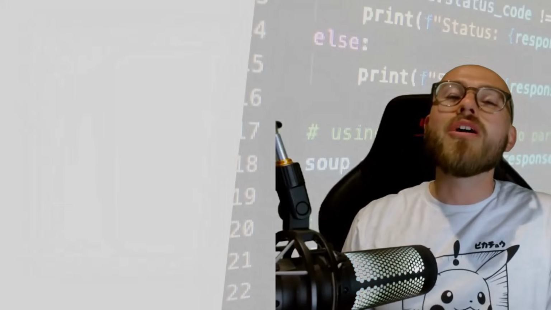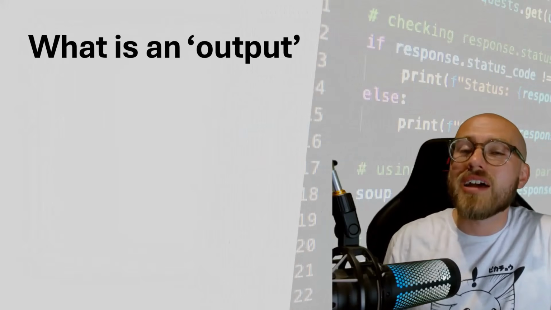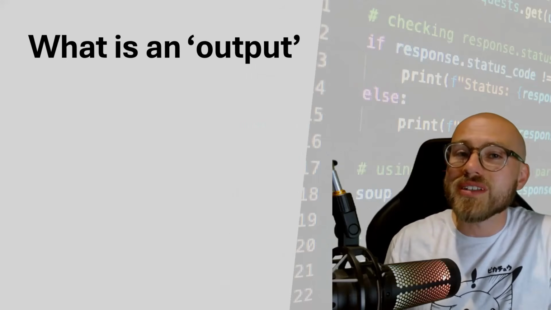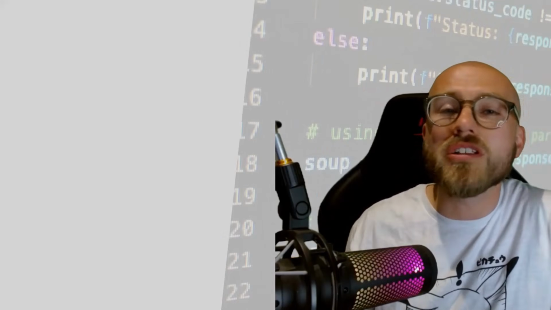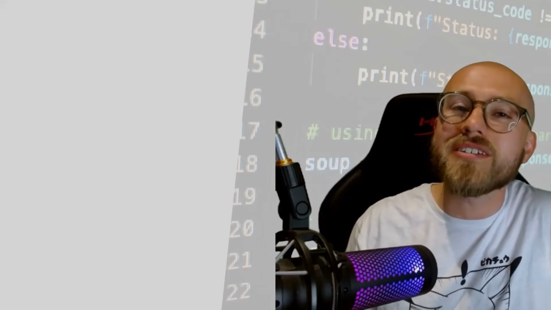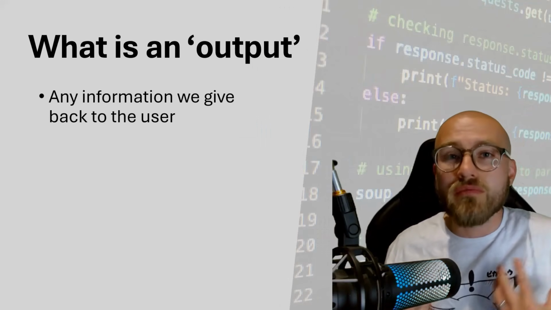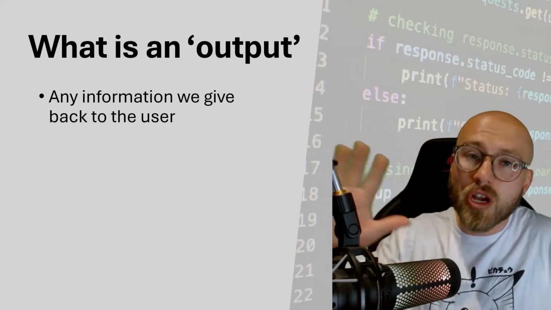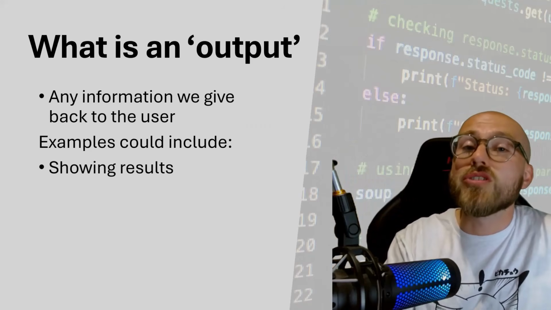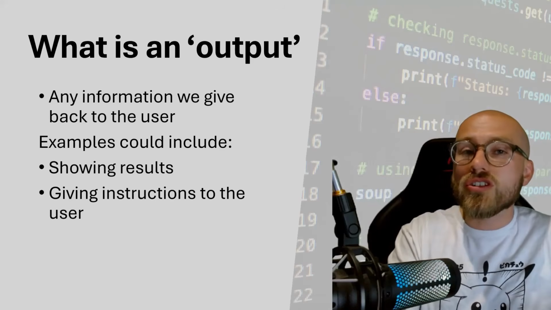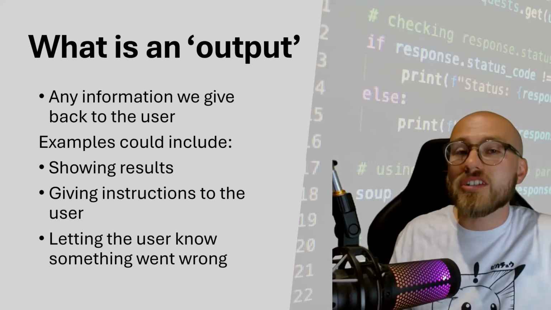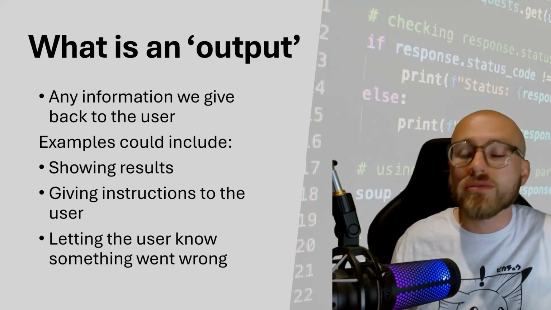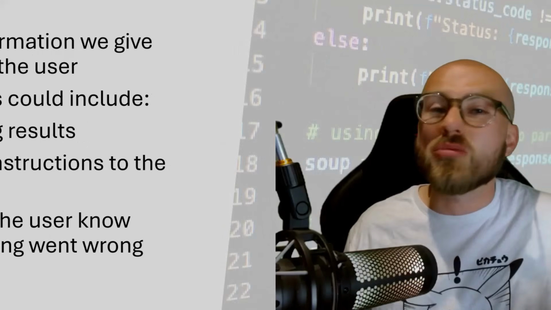Today, we're going to be looking at what is meant by an output. Last time we installed Python and we're going to start using it today. One of the first techniques that we normally learn how to do is outputting information. Now what this means is that we're going to give some information back to the user, usually show them something. This could be showing results, it could be giving an instruction to the user, or it could just be a little message to the user that something's gone wrong. There's loads of other examples as well. These are just some common ones.